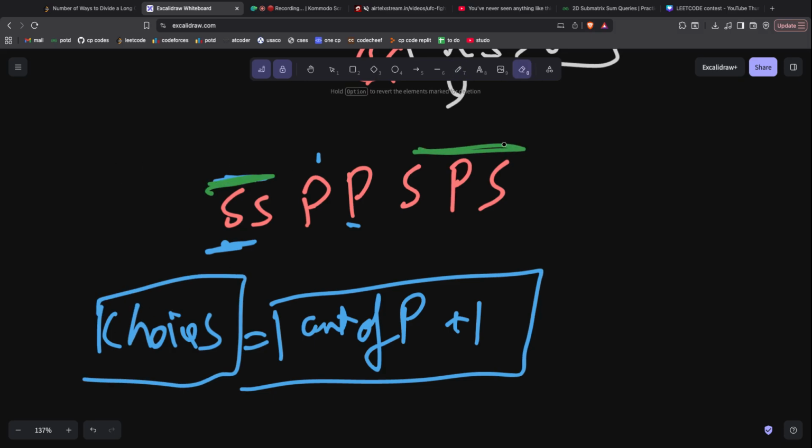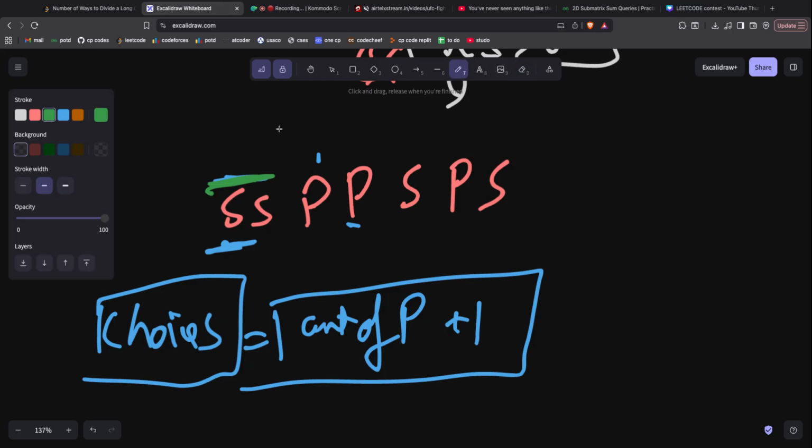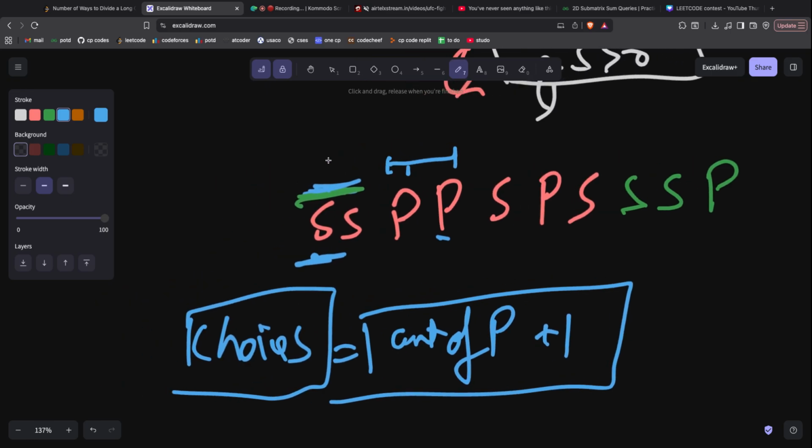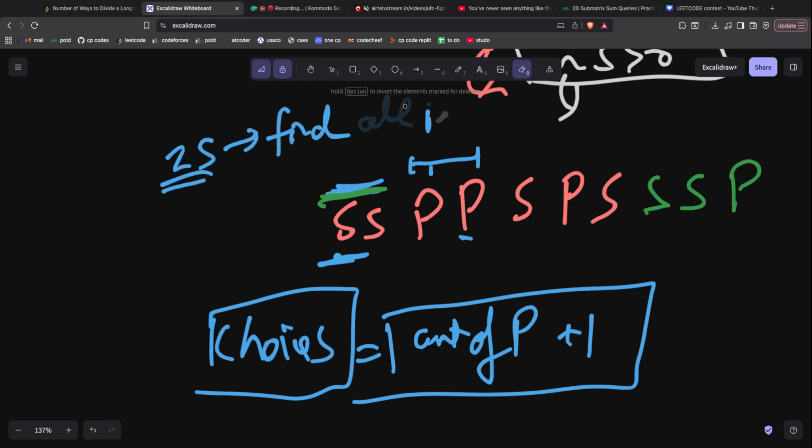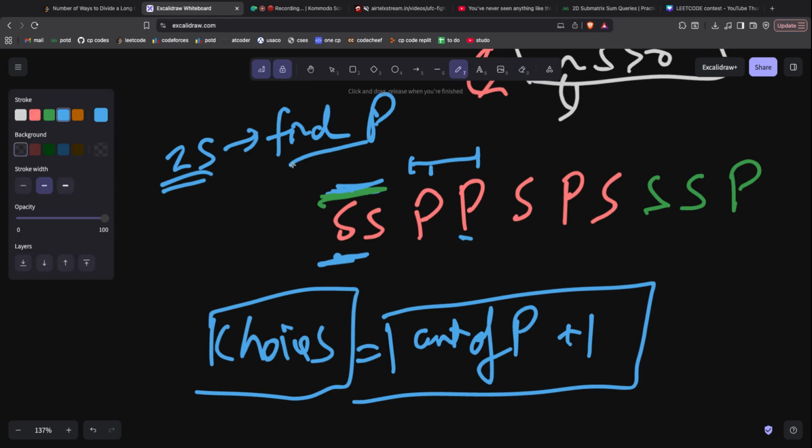Now the next room. So let's say this is SPS, and let's say this is SSP, something like this. So here we see two seats. Then we go to the number of plants. So the idea is basically first find your two seats, then find the Ps, so find how many Ps you have. So here we find our two seats, then we find a P, and then we get a count of P plus 1. That is, you have three choices here. You have three choices here.